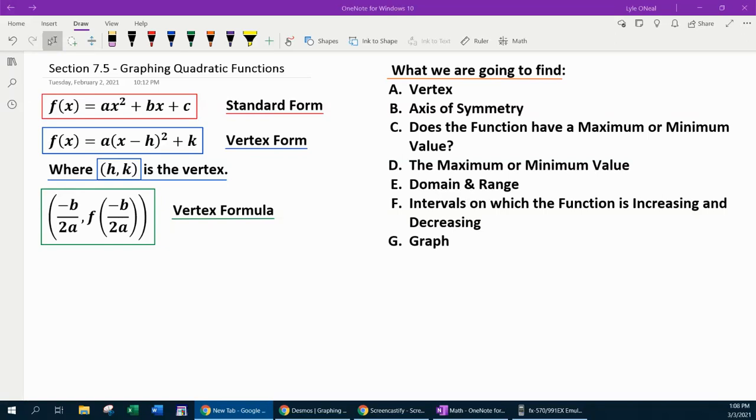Hello and welcome to our lesson on graphing quadratic functions. This is going to be from section 7.5 in our text. We've got a lot to get through in this lesson, so let's go ahead and get started.